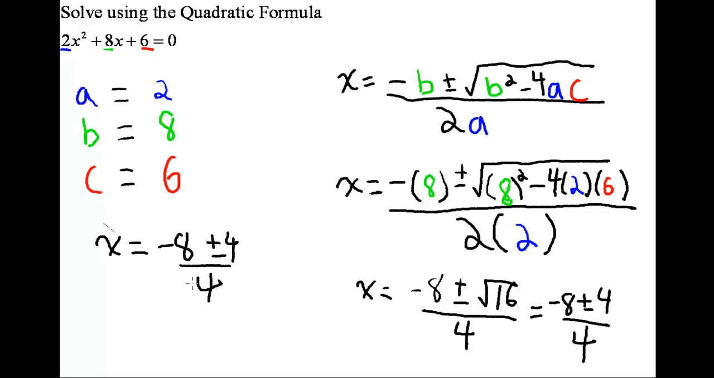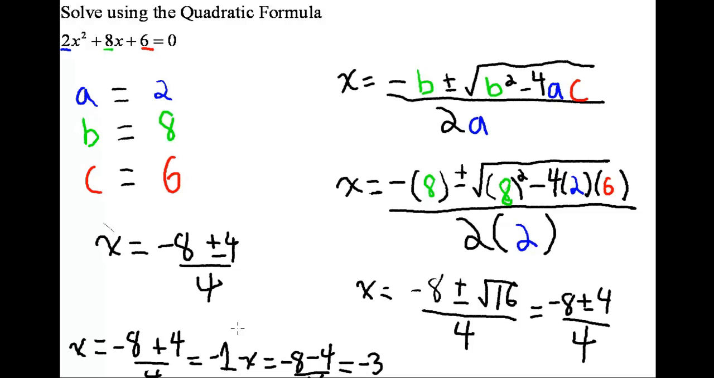So we're going to split this up over here. So you have x equals negative 8 plus 4 over 4. That's the positive root. And x equals negative 8 minus 4 over 4. Add these together. Negative 8 plus 4 is negative 4. Divided by 4 is negative 1. And negative 8 minus 4 is negative 12. Divided by 4 is negative 3. So our two answers are negative 1 and negative 3.